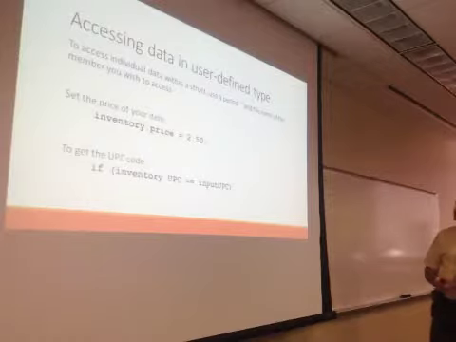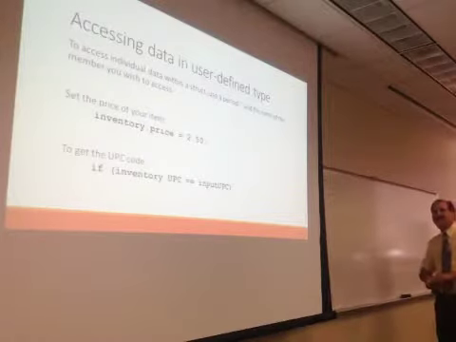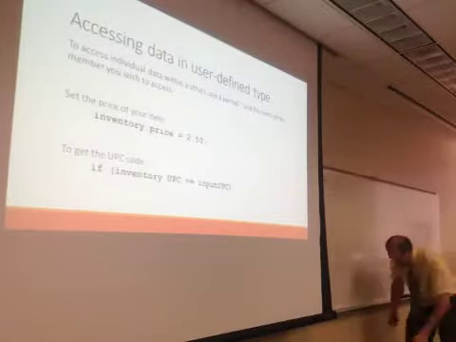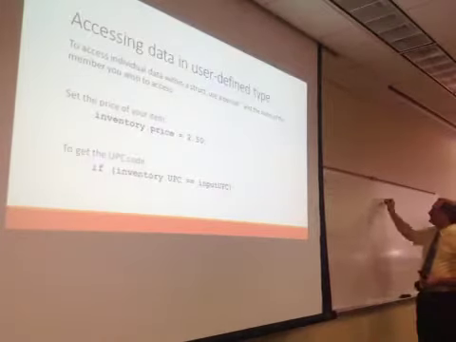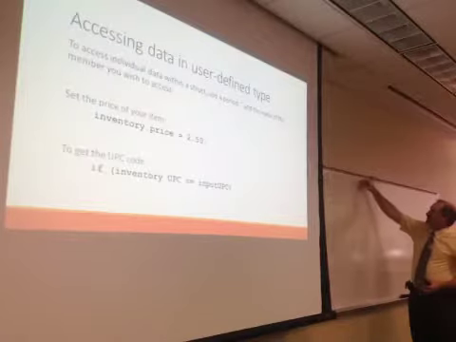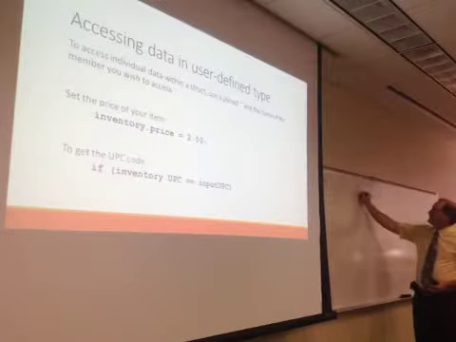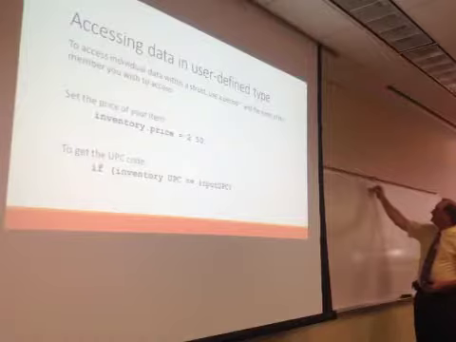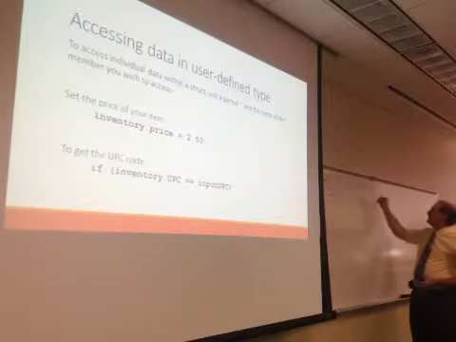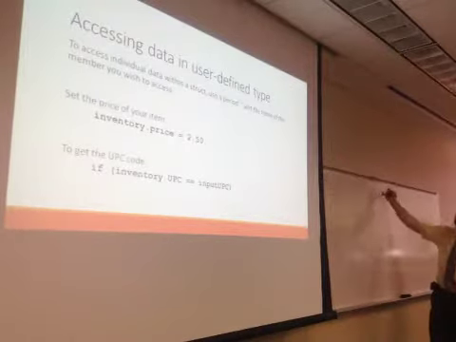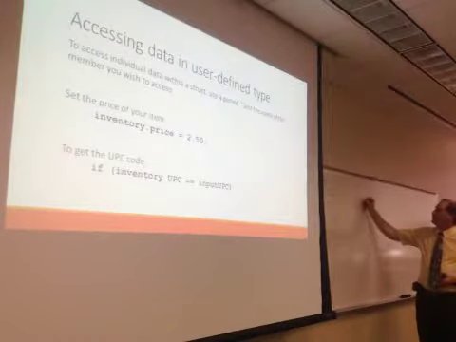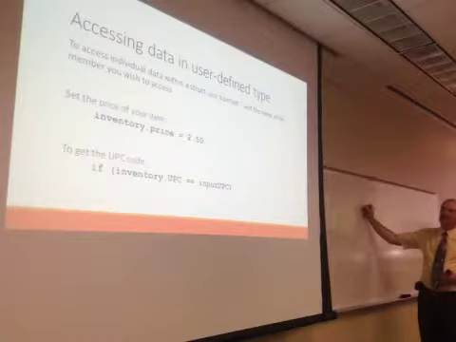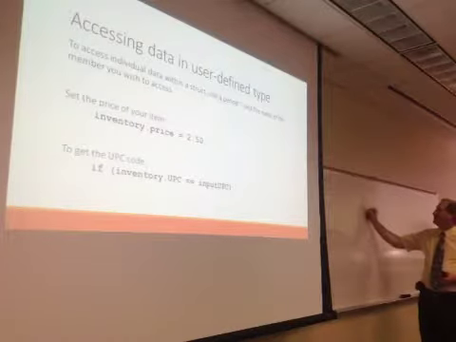Now, how in the world do you get to that data? All right. Once again, we've got data type item, which is called inventory. So that is the name of our variable. It has the different members called UPC. He has his price and description.